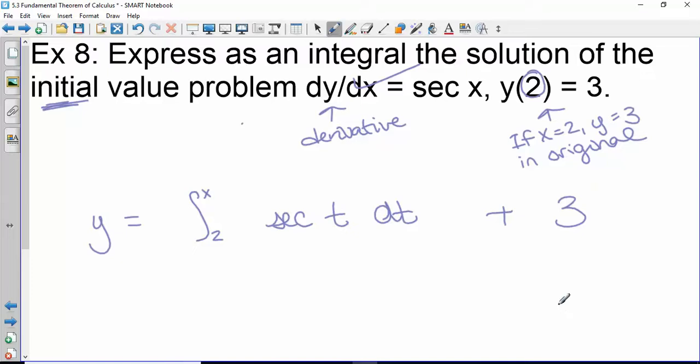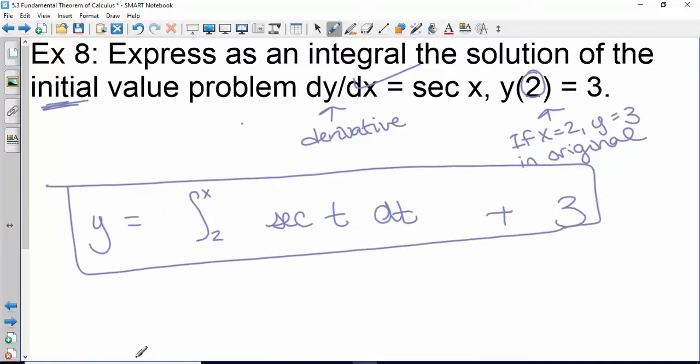Okay, so check your requirements. This is my function. So the derivative of it, the derivative will cancel the integral. My t would change to an x. Derivative of 3 is just 0. That goes away, so that requirement's met. y of 2 equals 3. If I plug a 2 in here, this integral turns into a 0 plus 3 equals 3. So this meets our requirements. This is my function. Okay, a little bit different than the other initial value problems that we've done, only because this one said to write it as an integral. That's why it turned out a little bit weird.